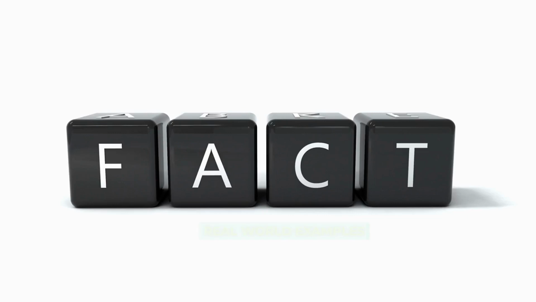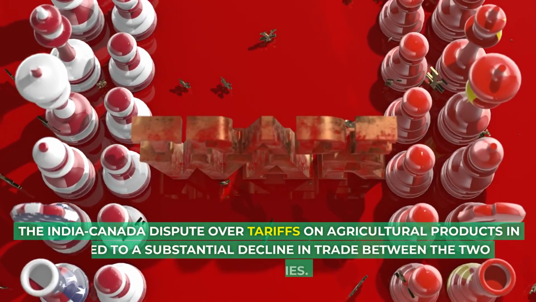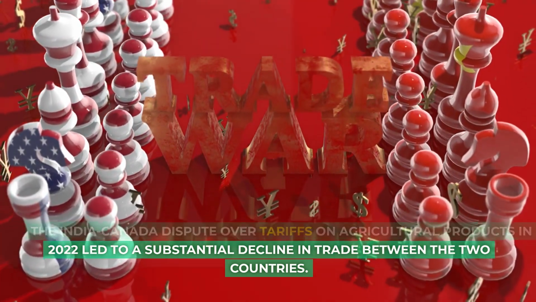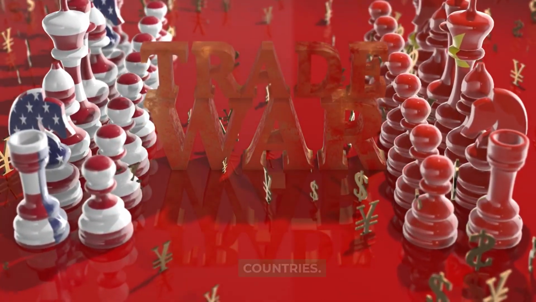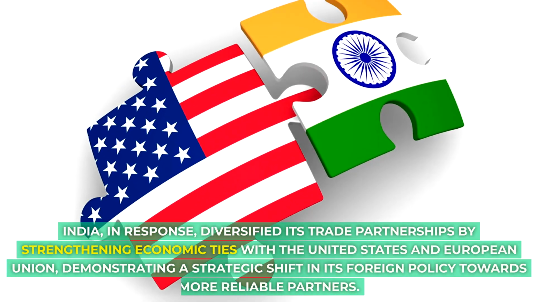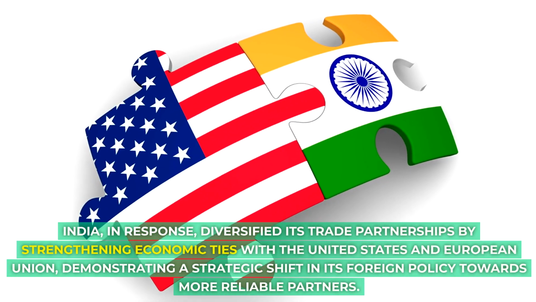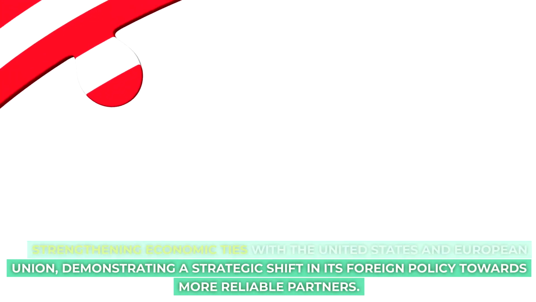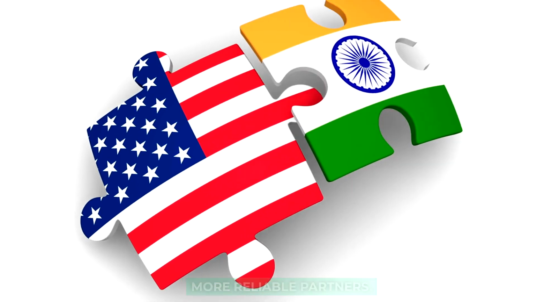Real-world examples. The India-Canada dispute over tariffs on agricultural products in 2022 led to a substantial decline in trade between the two countries. India, in response, diversified its trade partnerships by strengthening economic ties with the United States and European Union, demonstrating a strategic shift in its foreign policy towards more reliable partners.